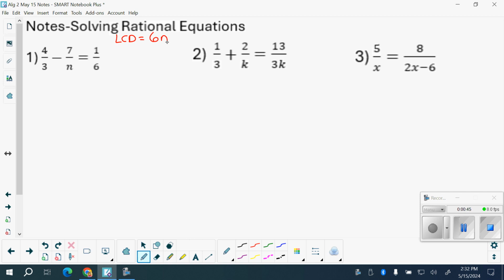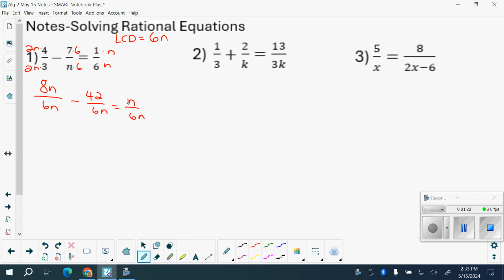And so I know this is the first time we've had both of those in the denominator like that for you. So we want to get our denominators the same. So what do we multiply the numerator and denominator by on this first one? 2n. And then what about on this one? The middle one? 6. And what about this one? 10. So we get 8n over 6n minus 42 over 6n equals n over 6n.